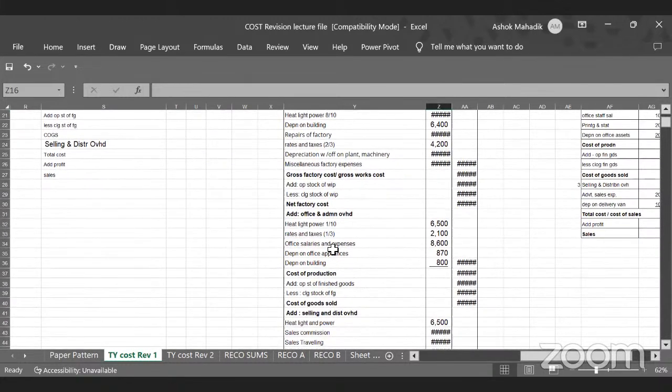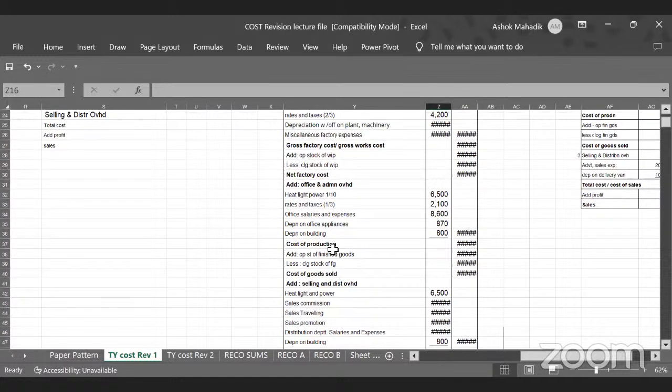I told you at the beginning, don't question the question. Whatever the question says, follow that. So depreciation on office appliances, office furniture, and in case the building is occupied by office as well as by factory, the proportion will be given to you in the question. So accordingly, you bifurcate the depreciation also. When you add these office overheads to your net factory cost, you get cost of production. Then we add opening stock of finished goods and subtract closing stock of finished goods. Students, always remember closing stock of finished goods will not be directly given to you.